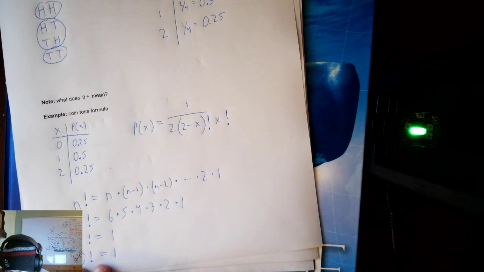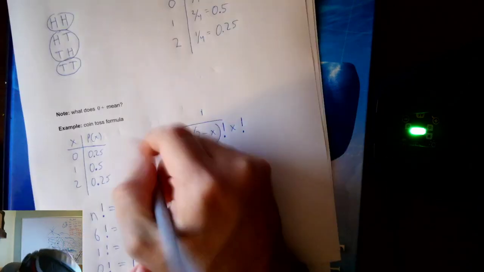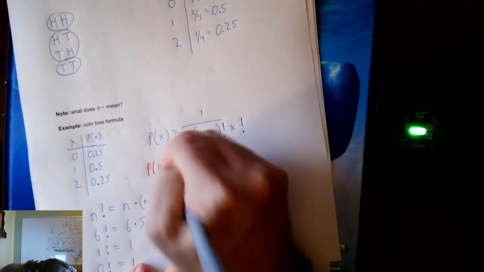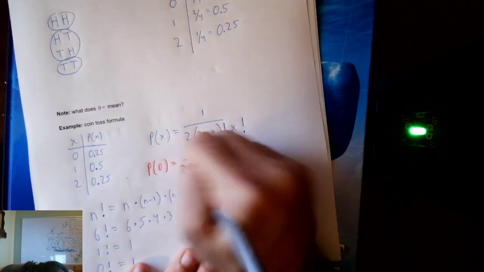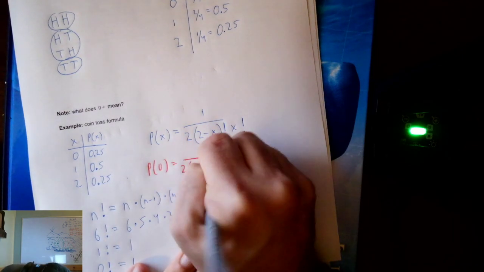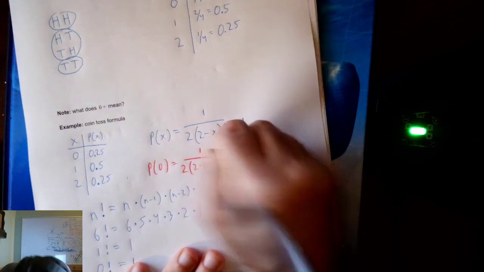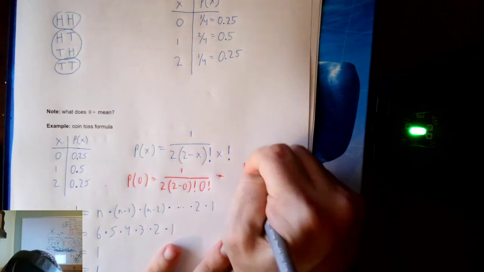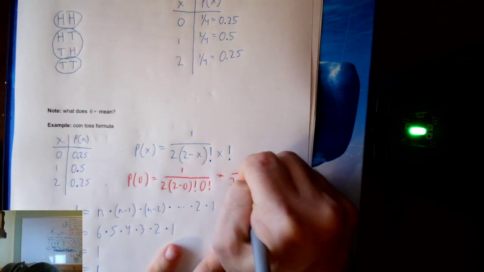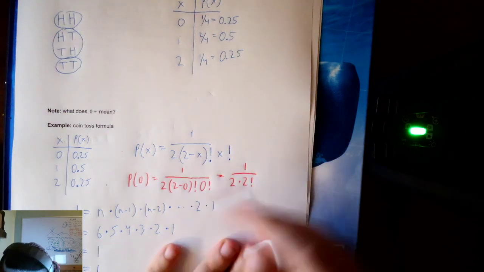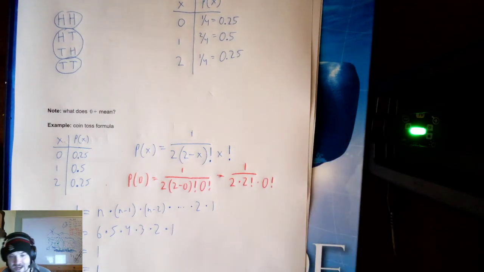Let's see what P of 0 would be. P of 0. So let's do it in red. P of 0 is equal to 1 over 2 parentheses, let's see, x is 0. So I'll plug in 0. I've got to do the parentheses first. I have 2 times 2, right? 2 minus 0 is 2 times 0 with an exclamation point on it.